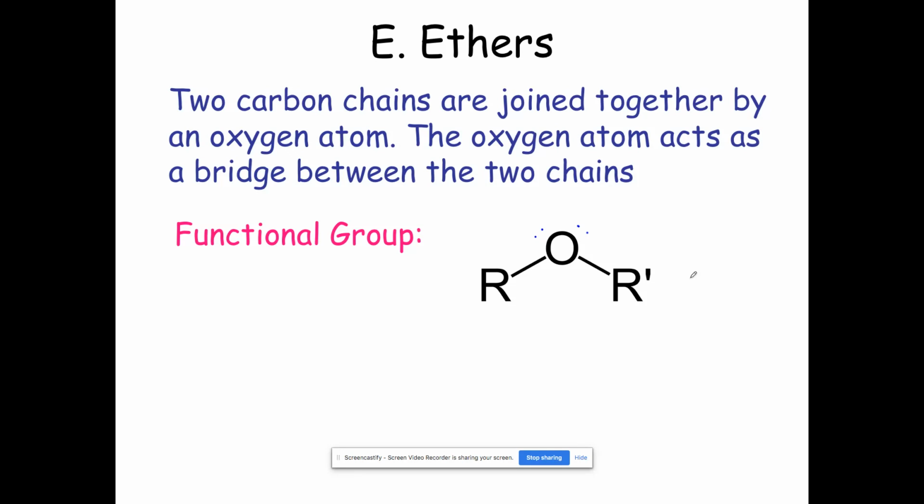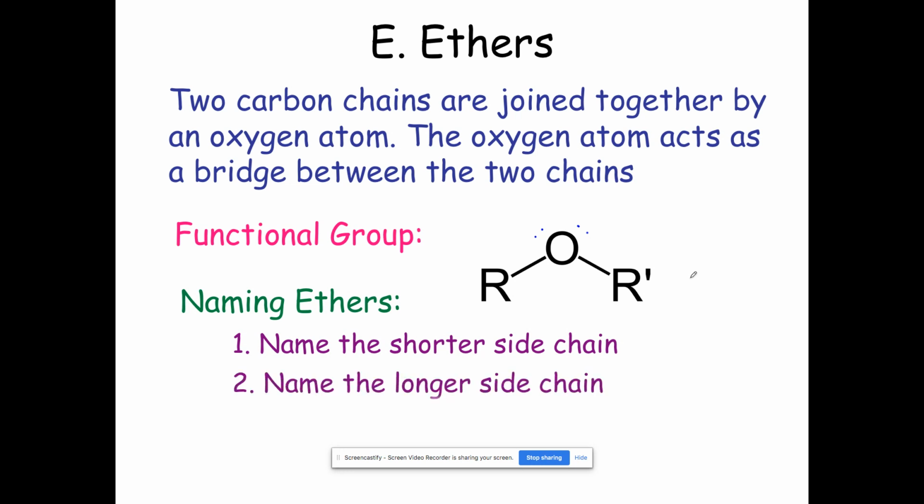Under ether, it says methyl ethyl ether. So if you look, one side of the O has a methyl group. The other side has an ethyl group. So it's small chain, long chain, ether. Shorter, longer, ether. What if the chains are the same size? Di.